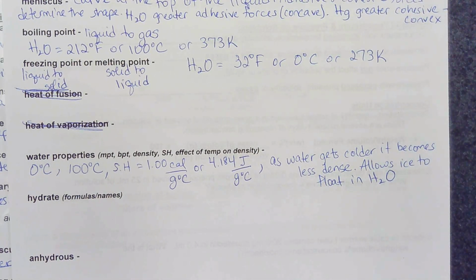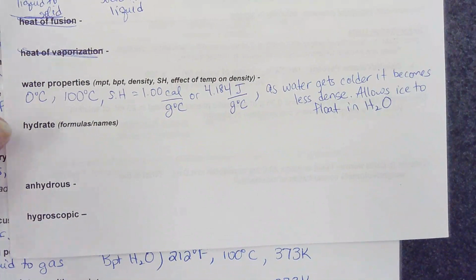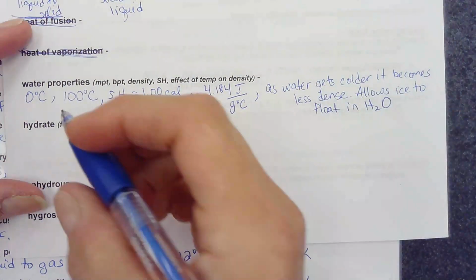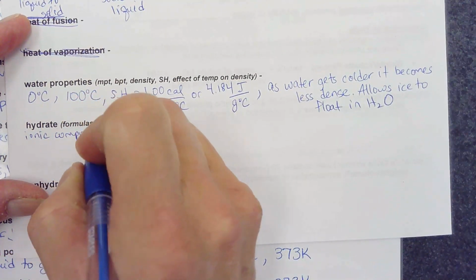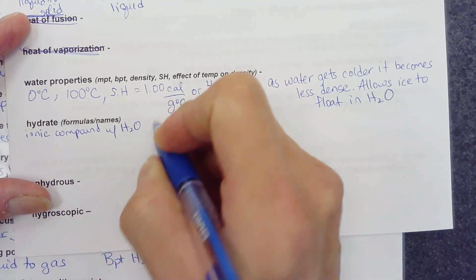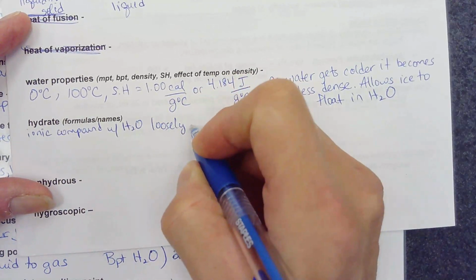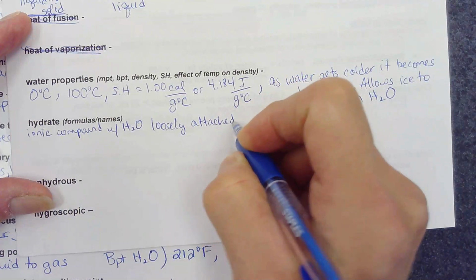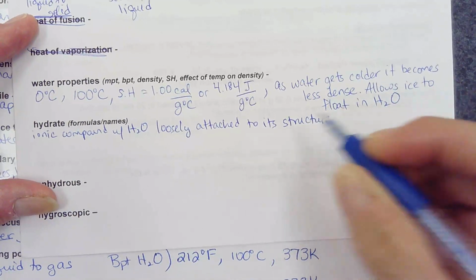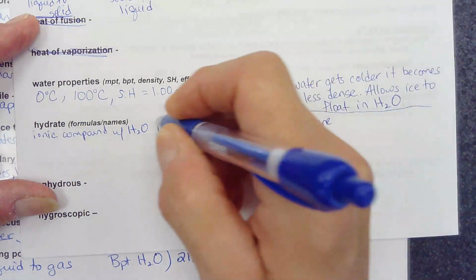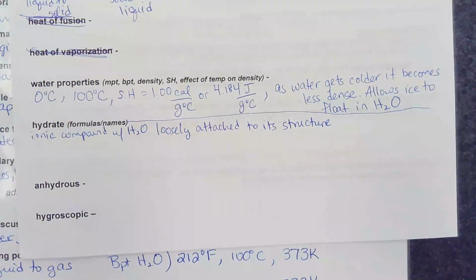All right, hydrates. Hydrates you dealt with in lab. All I'm going to do here is talk a little bit about what a hydrate is and how to name it, and this is more of a refresher compared to what you've had. It's not new information because you've done this. A hydrate is an ionic compound with water loosely attached to its structure.